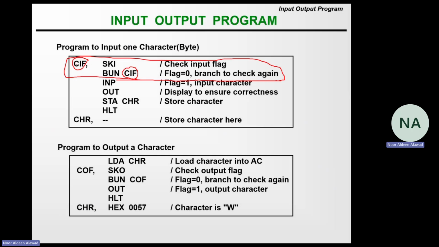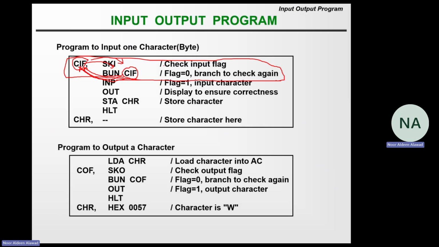So this is a label. You can write any label you need or prefer. And here we have the instruction which is about checking the input. So SKI, check the input flag. If the flag is 0, we branch again. If it is 0, I will go here again to check. I mean that I will be in a loop all the time. If I check the flag and it is 0, I will keep checking until it will be 1.